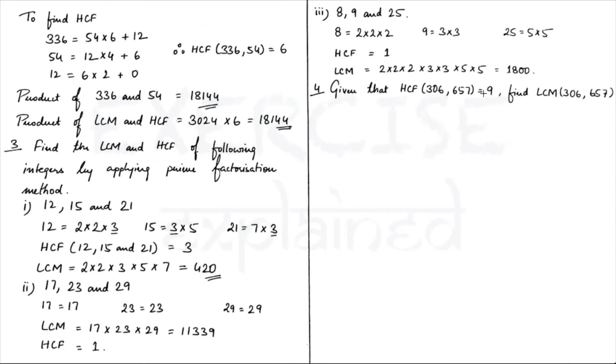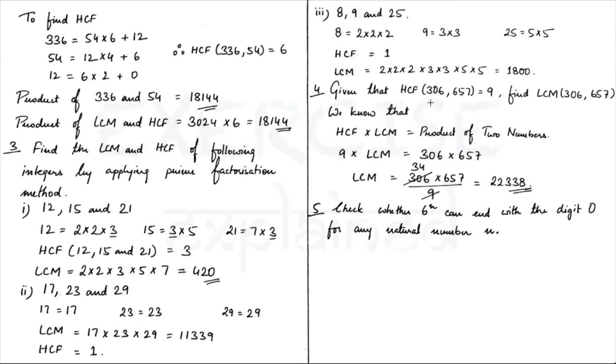So here HCF is given as 9. First we would be multiplying the two numbers, that is 306 and 657. So you can see here I have written HCF into LCM is equal to product of two numbers. So product of two numbers is written as 306 into 657, and HCF is written as 9 since it is given in the question, and LCM is written as it is. So LCM happens to be 306 into 657 divided by 9. As we cancel 306 by 9, we get it as 34, and the LCM I get here is 22,338.